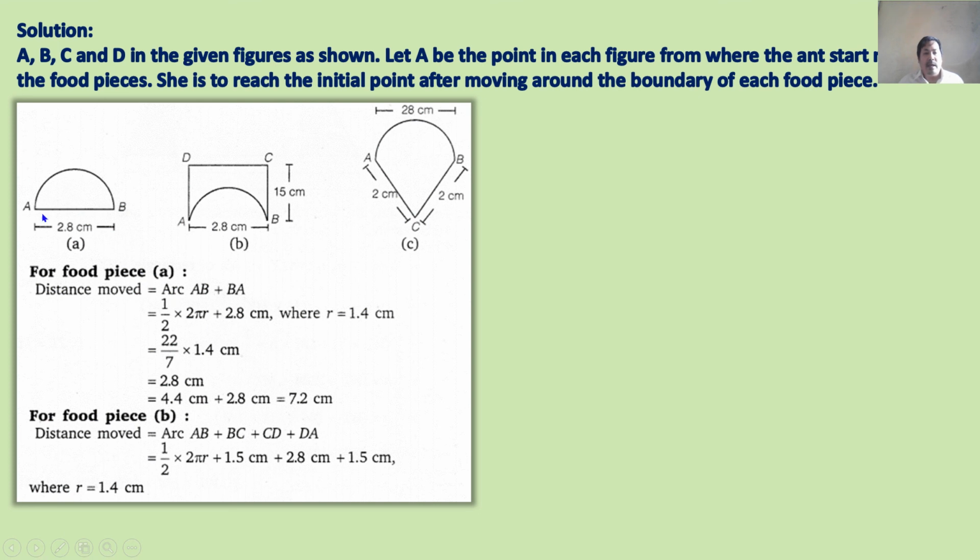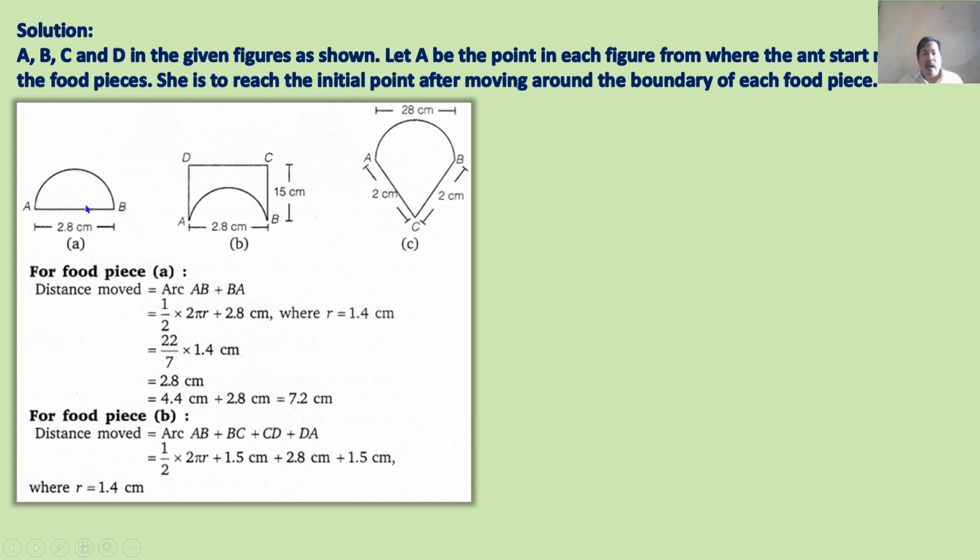Then arc AB. You know what arc AB would be? Arc AB is a semicircle. Circumference of the semicircle is half pi r. Half pi r. Okay, clear. And AB length is given here as 2.8 centimeter. That is given here. Okay, and r is equal to 1.4 centimeter. Why 1.4 centimeter?